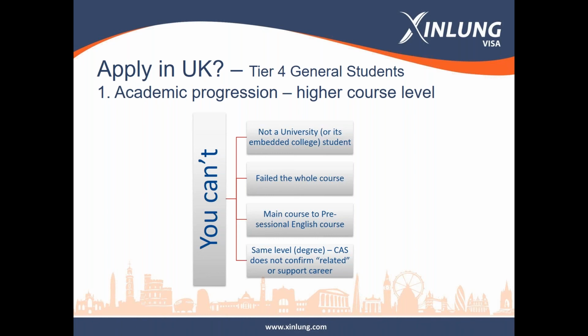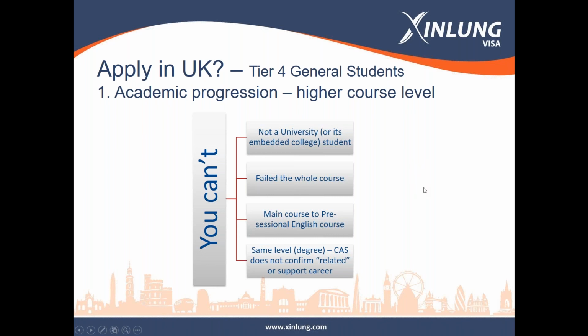However, when you're repeating the same level, which is above degree level, it has to be an undergraduate degree or master's degree, and the university you're going to study at confirms on the CAS that your previous degree level course and the course you're going to study are related, or that these two courses combined can support your career ambition. If they say this on the CAS, the Home Office says, okay, no problem, we are happy for you to make your application in the UK.